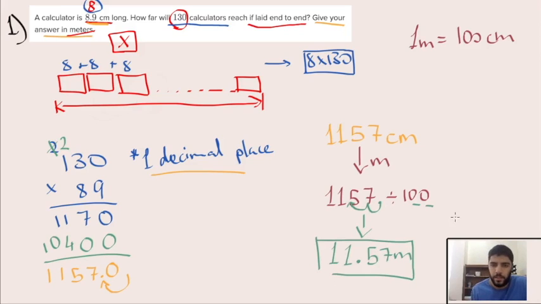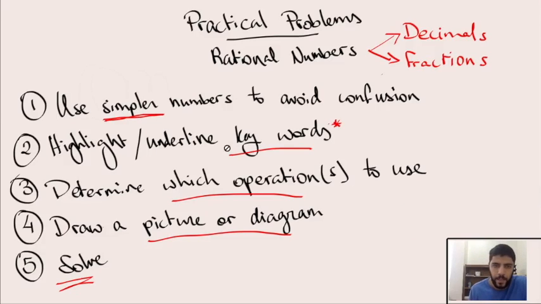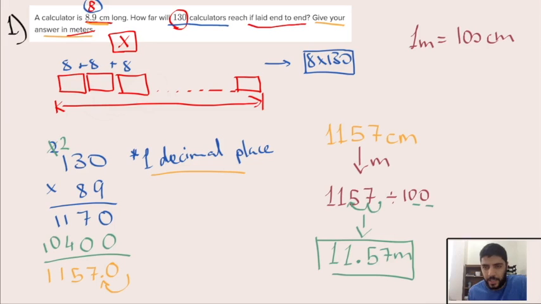Good. So we used the strategies we discussed here. We simplified the numbers first. We highlighted and underlined keywords. We determined which operations. We even drew a picture. And then we started solving. Then we can say 130 calculators will go 11.57 meters far.